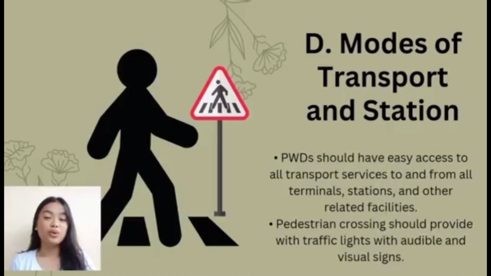Next, we'll be talking about modes of transport and stations. PWDs should have easy access to all transport services to and from all terminals, stations, and other related facilities, such as availability of boarding chairs to board an aircraft. Pedestrian crossings should be provided with traffic lights with audible and visual signs. Also, on main thoroughfares and tall highways, rest stops should be provided at regular intervals and with accessible facilities. Furthermore, access to transportation should be as simple as possible and assistance should be available when required.